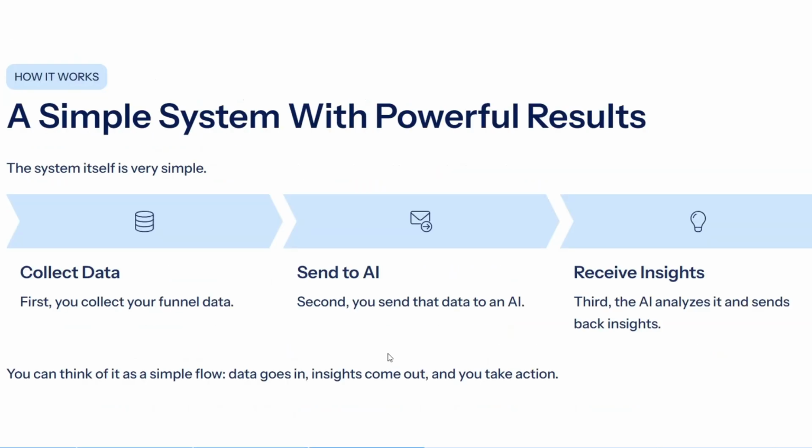So the system itself is very powerful. You collect data and add it to a database, for example, in your table, and then you send the data to an AI agent, and then the agent analyzes the sales funnel data and then sends back the insights to the database and sends you a notification with a summary of the analysis. So you can think of it as a simple flow. Data goes in, insights come out, and you take the action.